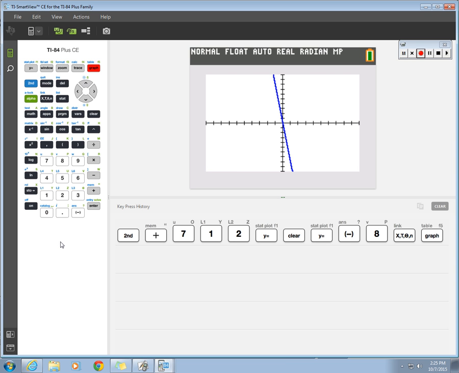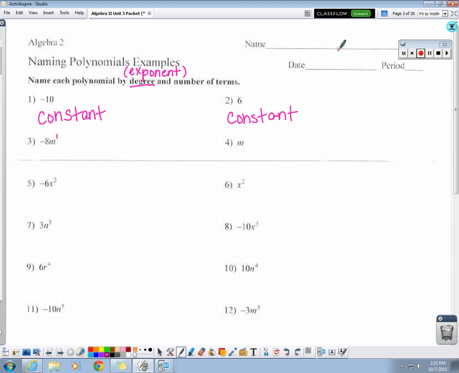What is it a graph of? A line. Yeah, that's a line, which is linear. And remember on the last test, we talked about functions that were raised to the first power are linear functions. Same thing with number 4. That m is raised to the first power, so this is a linear polynomial.